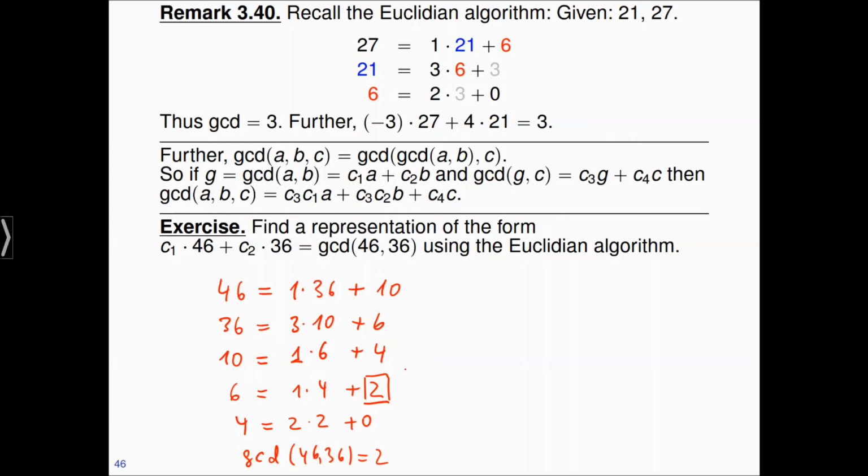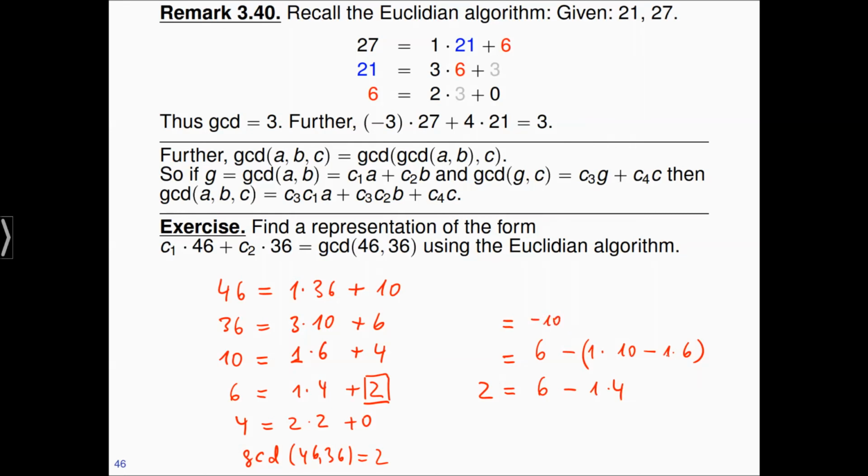So the terrible part comes now when we have to solve these equations backwards. So I'm going to write 2 as 6 minus 1 times 4. And then I replace the 4 here with the 4 from here. So this is the same as 6 minus 1 times the 4. So the 4 is 10 minus 1 times 6. And this gives me minus 10.